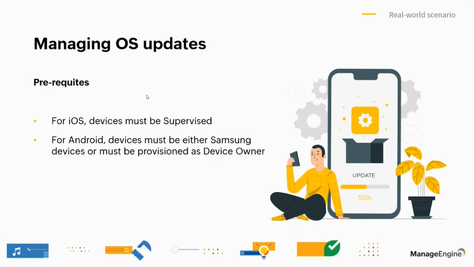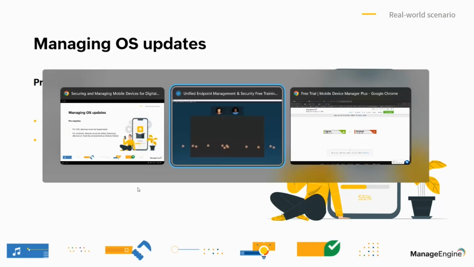So the devices have some prerequisites to be managed for OS updates from the MDM console. The iOS devices should be enrolled as supervised, which are the corporate devices. In the same way, if it is Android, the devices should be Samsung, or should be enrolled as device owner, which is COD, corporate owned devices. So these are the two prerequisites whenever we manage the OS update from the console. So let me take you to the console.